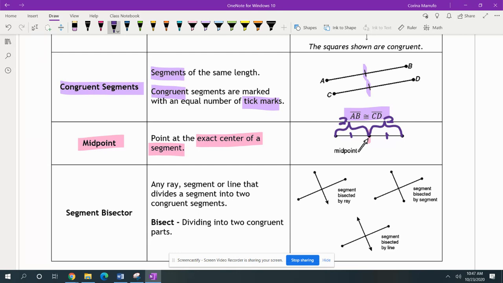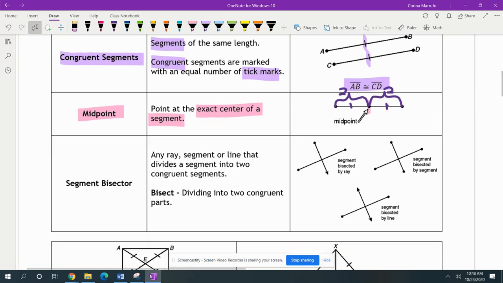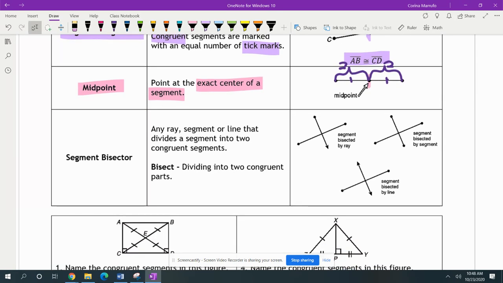Okay. The next part, segment bisector. So here we have a segment again. Bisect means to cut into 2 equal parts. So any ray, segment, or line that divides a segment into 2 congruent segments is called a bisector. Bisect: dividing into 2 congruent parts.